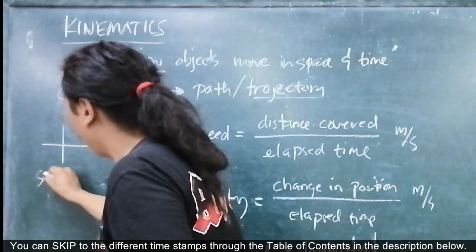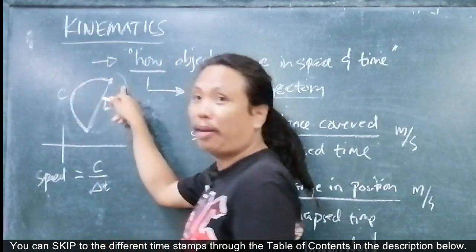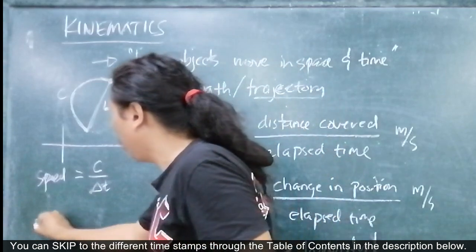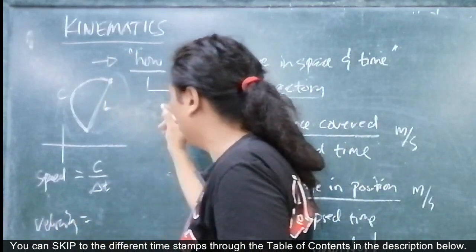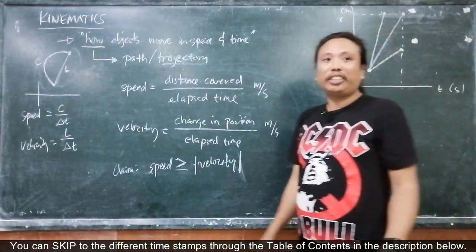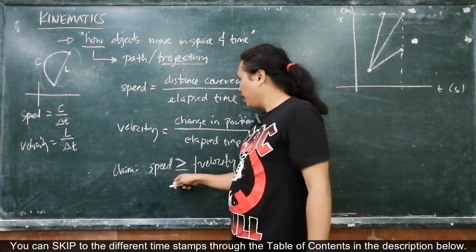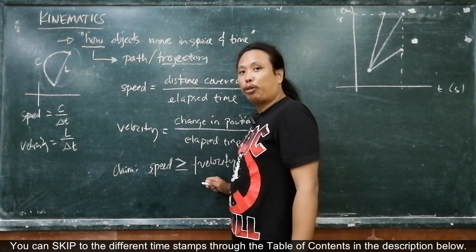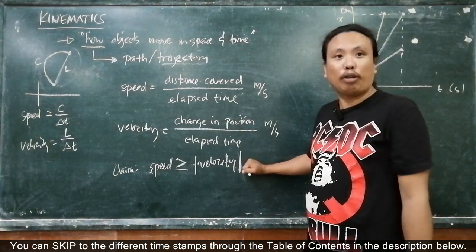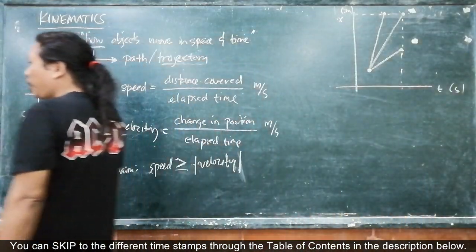Let's call this C and let's call this L. The speed would just be equal to C over delta T. They both have the same delta T, right? Because they have the same travel time. How about the velocity? This is L over delta T. And we know that C is greater than L, right? That's why the speed is always greater than or equal to the absolute value of the velocity. The velocity can be negative, right? That's why I put the absolute value here.